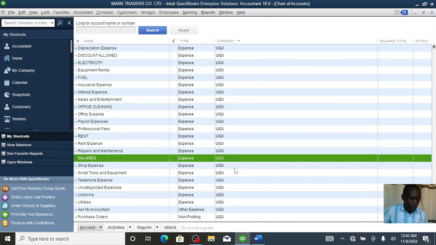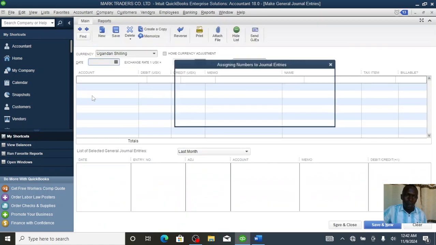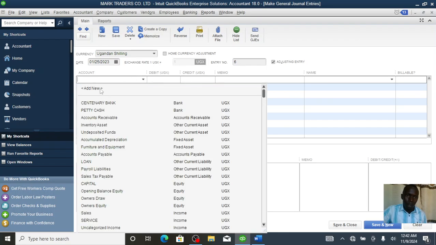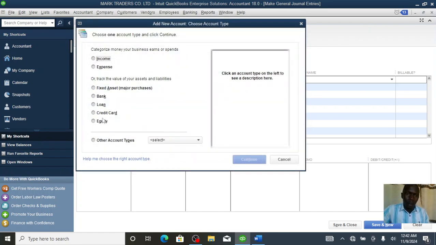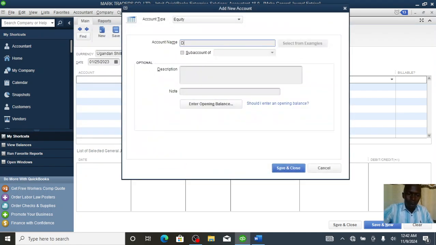They are saying 500,000 was withdrawn from the bank for private use. So this was a drawing. We go to make journal entries. We debit drawings and we credit bank. The date was not given. So we add new. It is under equity drawings. Continue. Drawings. Save and close.